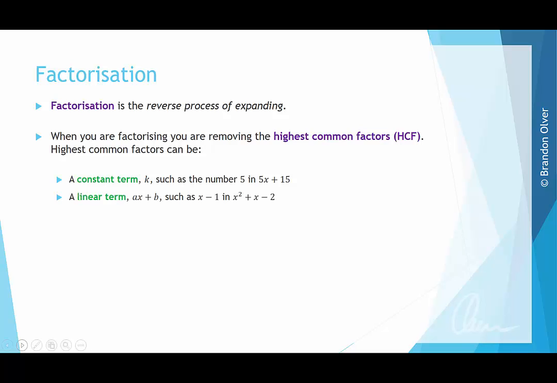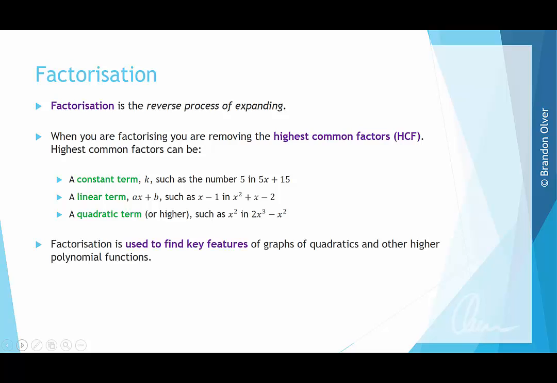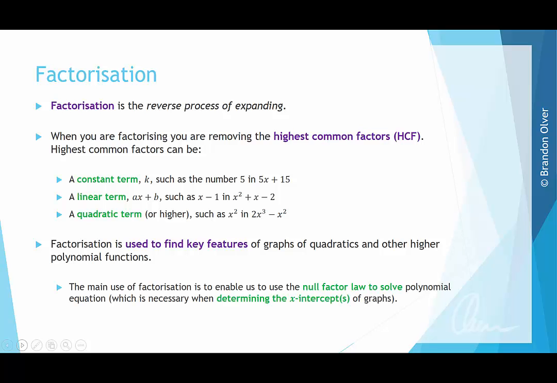They can be a linear term, such as x minus 1 is a factor of x squared plus x minus 2. Or they could even be a quadratic term or higher, such as x squared in 2x cubed minus x squared. Factorisation is used to find key features of graphs of quadratics and other higher polynomial functions. The main use of factorisation is to enable us to use the null factor law to solve polynomial equations, which is necessary when determining the x-intercepts for graphs.